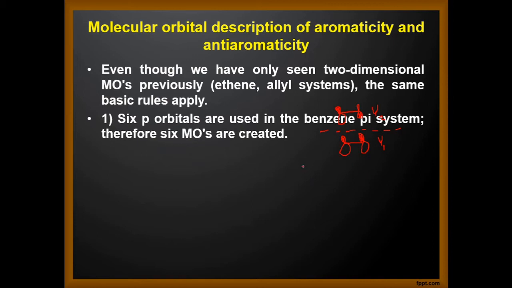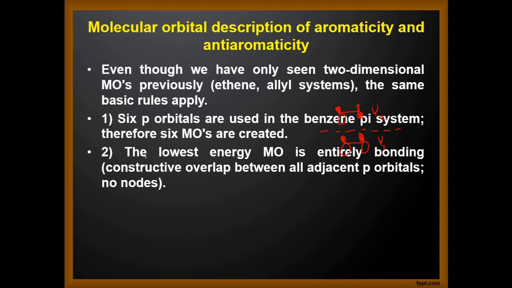So the 6 p orbitals are used in the benzene pi system, therefore we have to create 6 molecular orbitals, like how we have done in the previous diagram. We also know that the lowest energy molecular orbital is entirely bonding, so constructive overlap happens between all adjacent p orbitals, and it will not have any nodes. No nodes will be present in the lowest bonding molecular orbital.